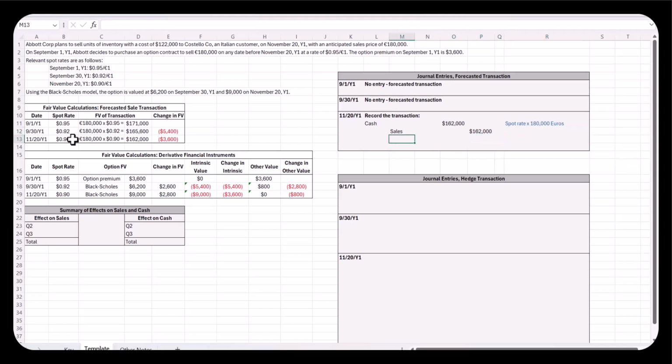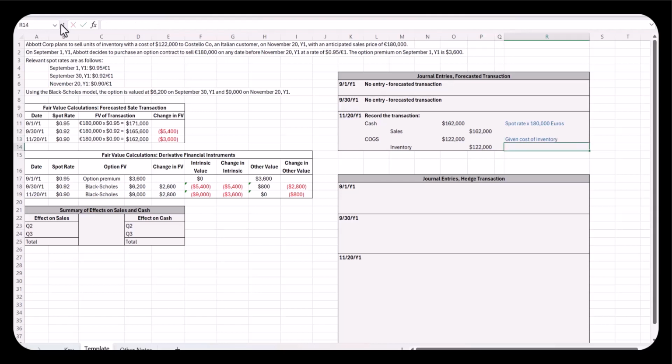Then we've also got to record the cost of goods sold portion of the transaction. So we're going to debit COGS and credit inventory. And in our facts, we're told that the cost of the inventory is 122,000. So we're going to record that down here. And that's just the given cost of inventory.